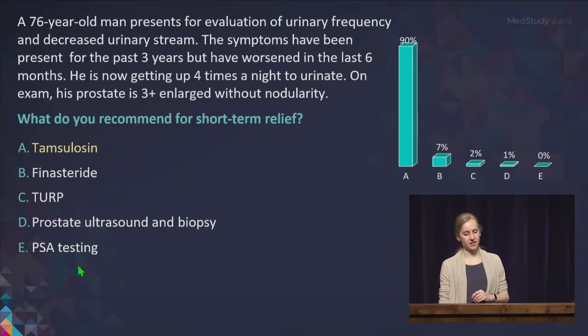And then we would have to decide on PSA testing for him. I think a lot of people would consider it in the context of getting much worse over the last 6 months, even though his prostate exam is normal.